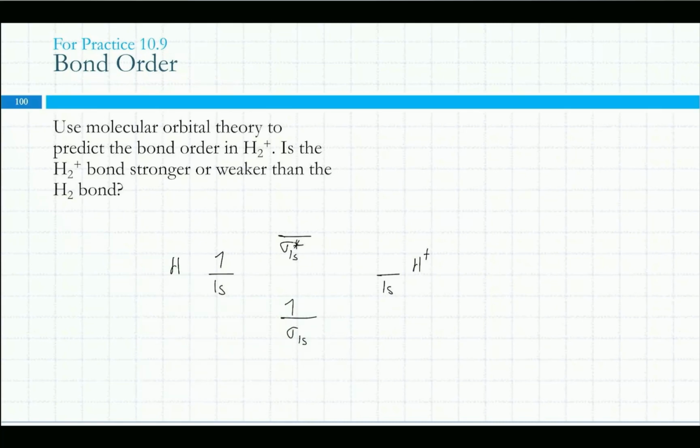So what's the bond order? How many bonding electrons do I have? Just 1. So the electrons in bonding orbitals, the ones without a star, those are bonding electrons. The ones in antibonding orbitals, those would be antibonding electrons. So my bonding electrons are 1 minus how many antibonding electrons? 0. And then divide by 2 means I have a bond order of positive 1/2. So that's stronger or weaker than regular H2?